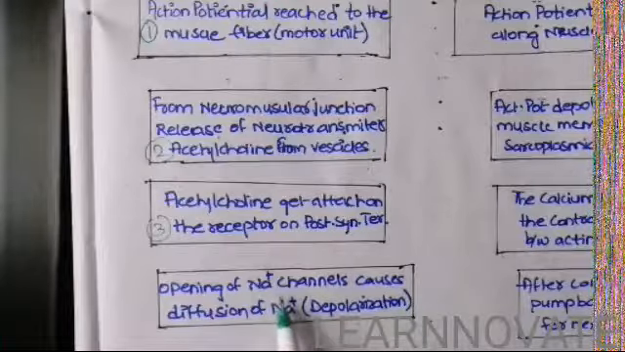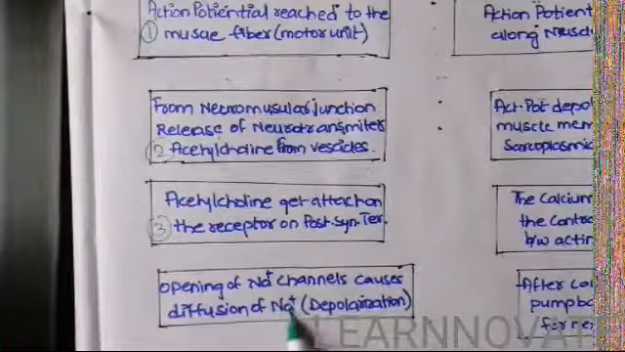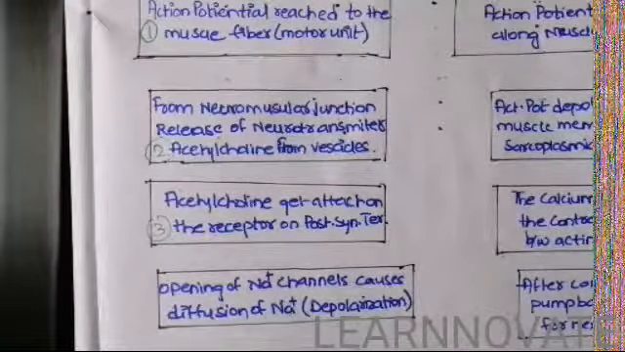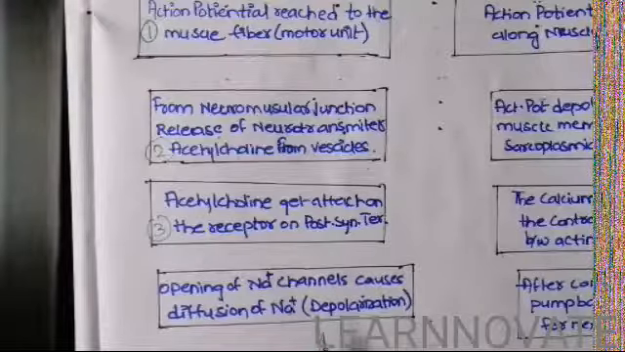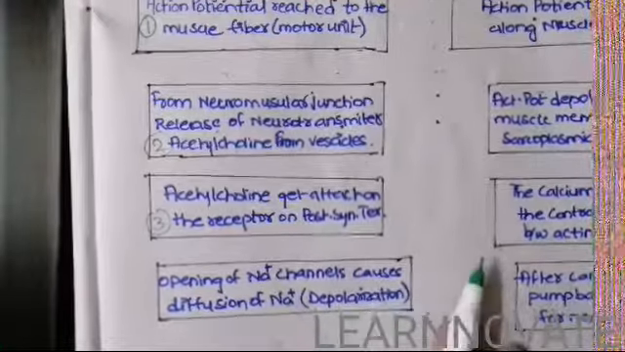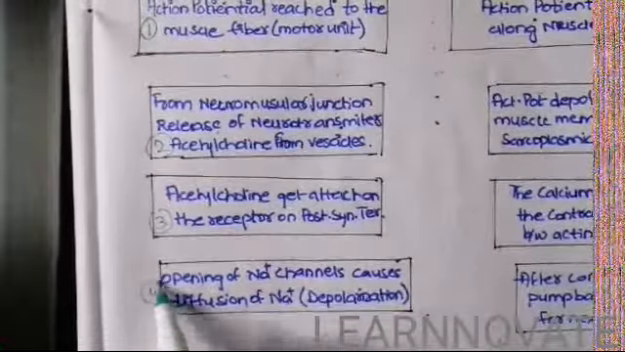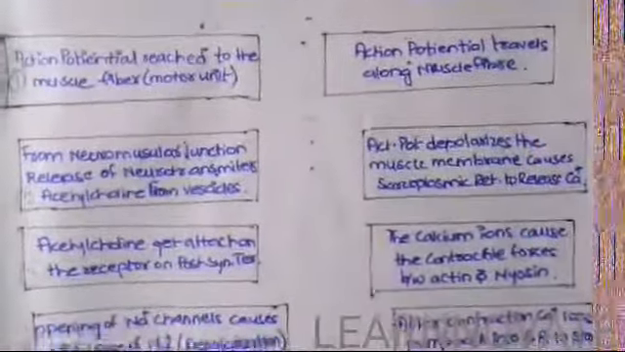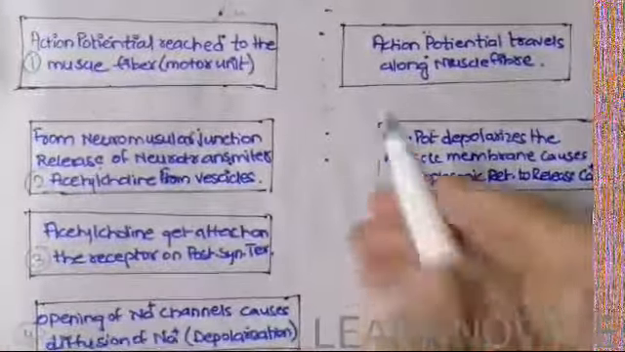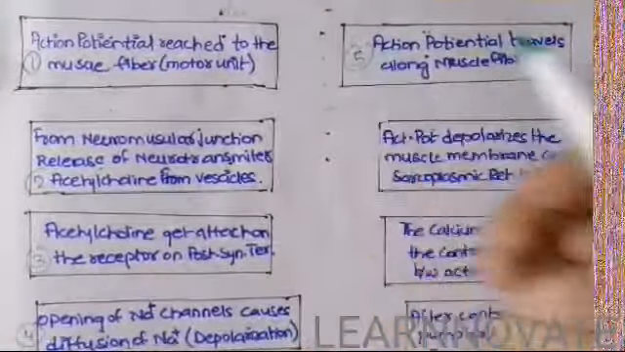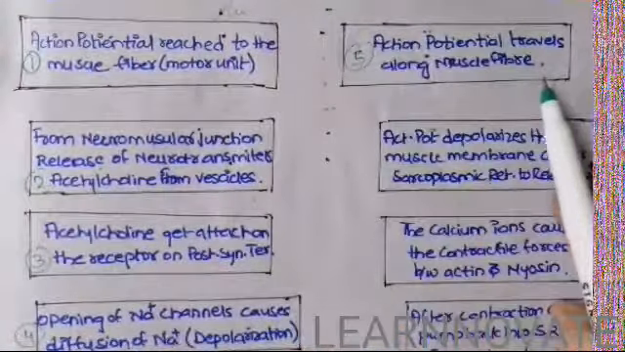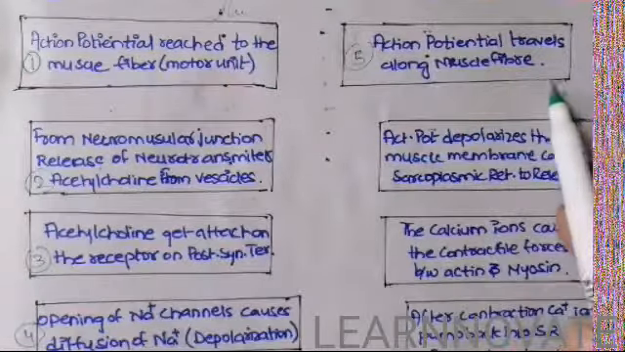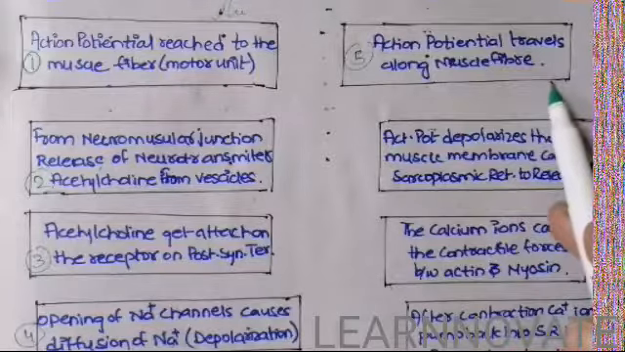And when these sodium channels open, there will be a diffusion of more and more sodium, and there will be a depolarization, that is, negativity will go and positivity will increase inside the cell. So there will be a depolarization at stage 4, where there is opening of the sodium channel. Now in the fifth step, the action potential travels along the muscle fiber, starting from the postsynaptic terminal, and travels along the whole muscle fiber, and there will be a depolarization of all the muscle fiber.